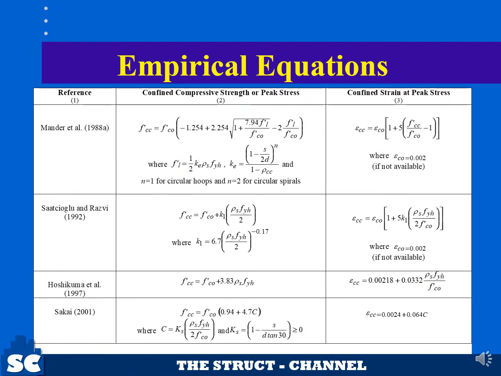Here are examples of empirical equations derived using regression analysis for the confined compressive strength or the peak stress of the column and the confined strain at peak stress. We have equations by Mander, Saatcioglu and Razvi, Hoshikuma, and Sakai, and observe that the form of the equations vary from very simple to a more complicated equation.